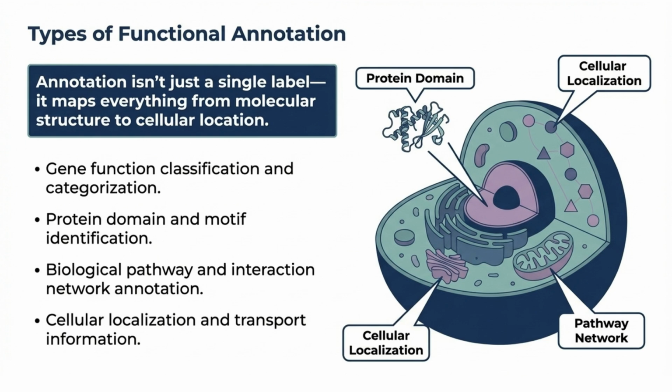For example, a protein located in the nucleus may be involved in gene regulation, while a membrane protein may participate in transport or signaling. Similarly, a protein may function alone, or it may act as part of a larger complex. If you look at the slide, think of annotation as building a biological profile from several connected layers. But for this kind of system to work globally, scientists need a shared language. That is where gene ontology comes in.